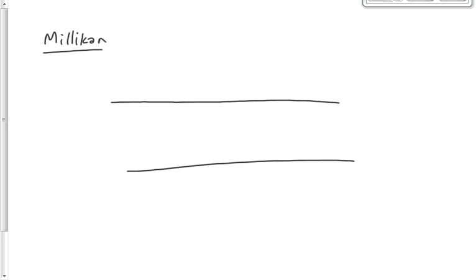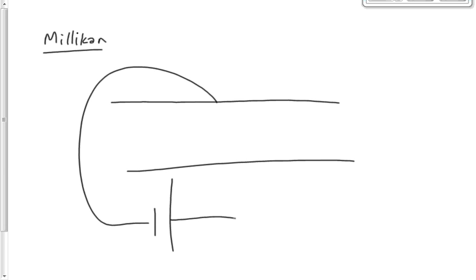Set up two parallel plates. One of them becomes positive, one of them becomes negative. In this case, the top plate would be negative and the bottom plate would be positive. We inject these little oil droplets in there. Some of them will be positive, some of them will be negative. Two forces acting on each of them. What are those two forces, by the way? Don't tell me which direction they are, I don't care. Just give me what those two forces are.